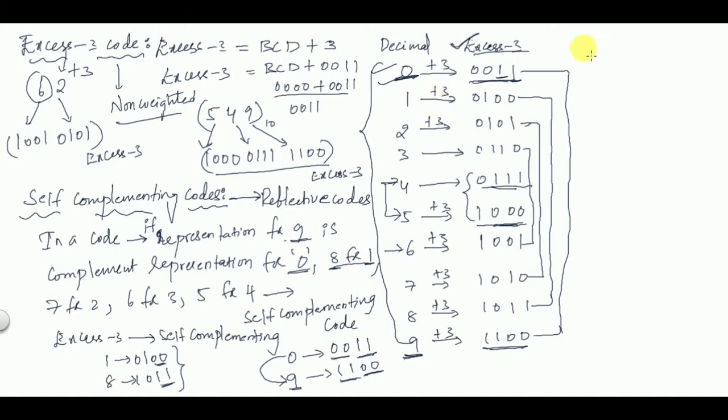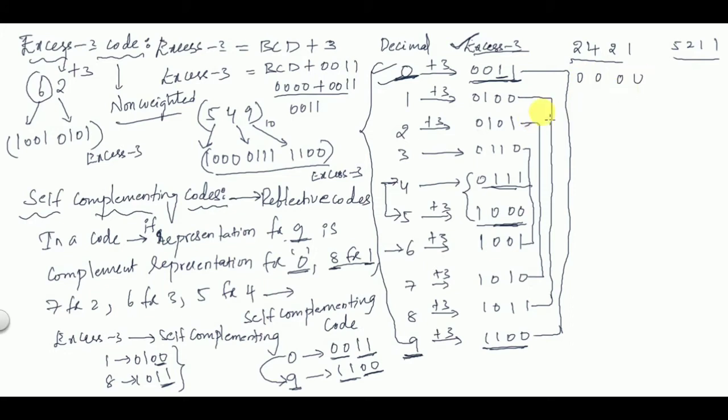Other examples are 2421 and 5211. These two codes are also self-complementing codes. These are weighted codes. 2421 we have already seen. They are weighted codes, and they are also self-complementing. Let me write the corresponding values.